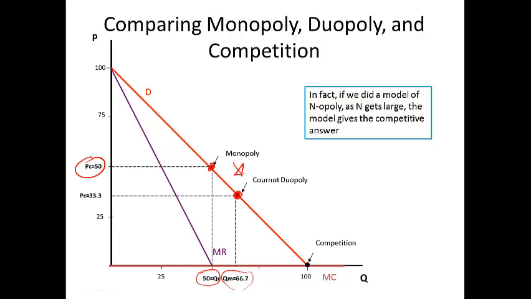We could also compare competition. Now remember, this is a situation with zero costs, so it's a little bit funny. Perfect competition would drive prices all the way down to marginal cost, which is 0, and so that would put us here at an output of 100 and a price of 0. But I guess the deeper point is that the larger is the number of firms, n, the more we move this way toward higher output and lower prices. One could literally do a model of n-opoly. As n gets large, the model gives the competitive answer, which is down here.